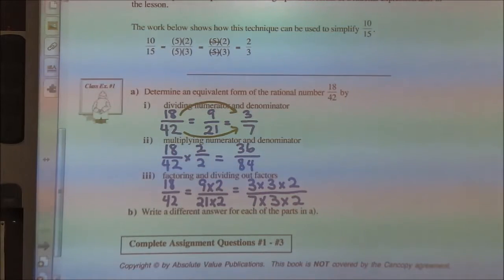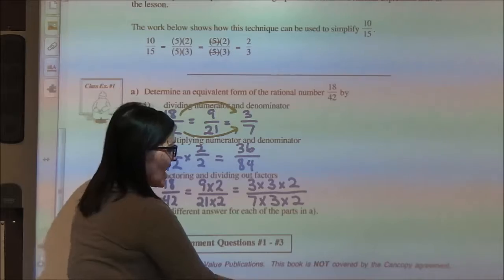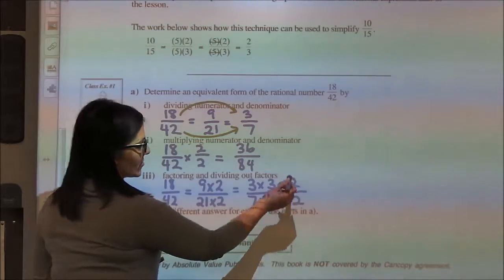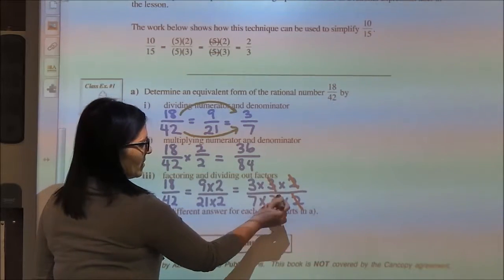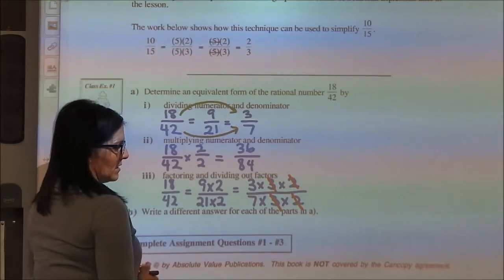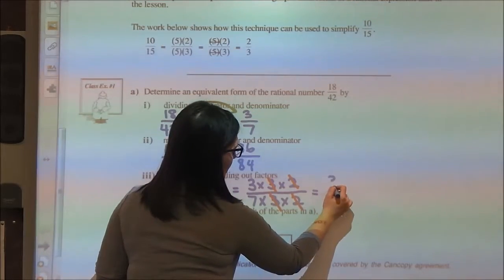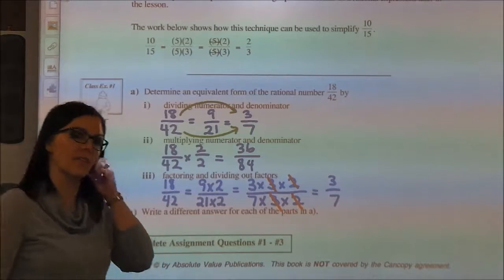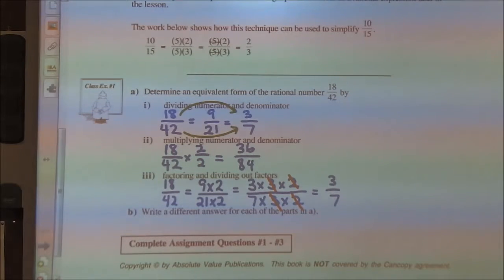So we call this type of factoring prime factorization because what I'm left with is prime numbers. 3s and 2s and 7s are all prime numbers. Then I can cancel out my common factors. 2 and 2, 3 and 3. Leaving me with 3/7, which is the same as what I got in part A.